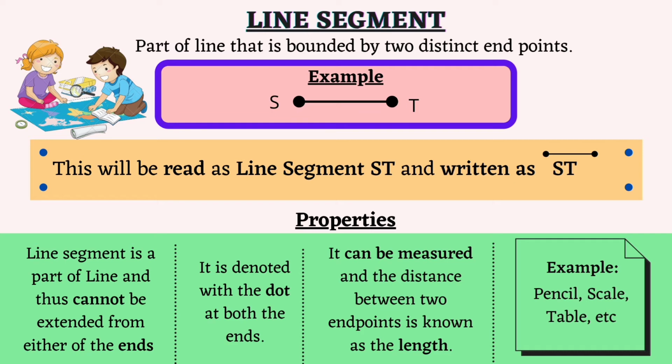So the doubt comes, how will you distinguish between the line and the line segment? Well, the main difference is the mark at the ends. Line has the arrow and line segment has a dot. So the next property says the line segment can be measured and the distance between the two endpoints is known as the length. Now the best example of the line segment is the pencil, scale, table, etc., which have a proper length, and so we can measure it, indicating it is a line segment.